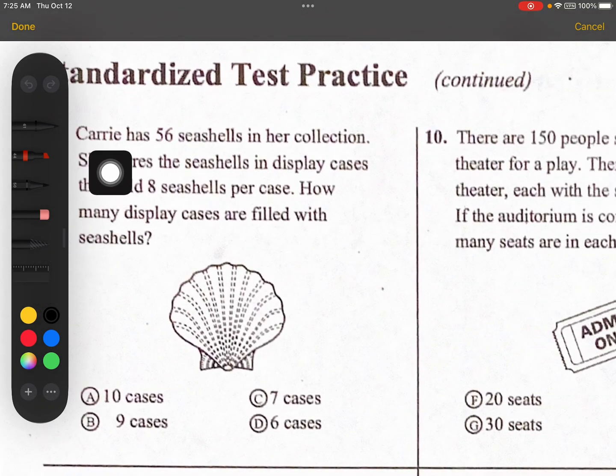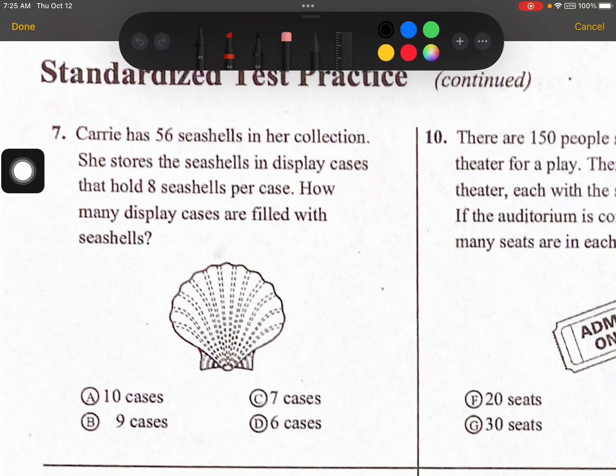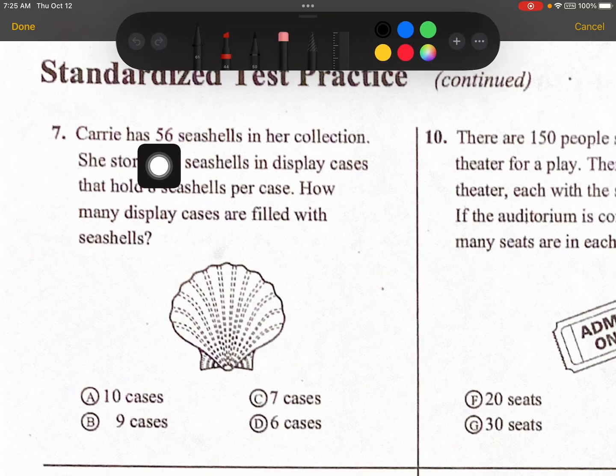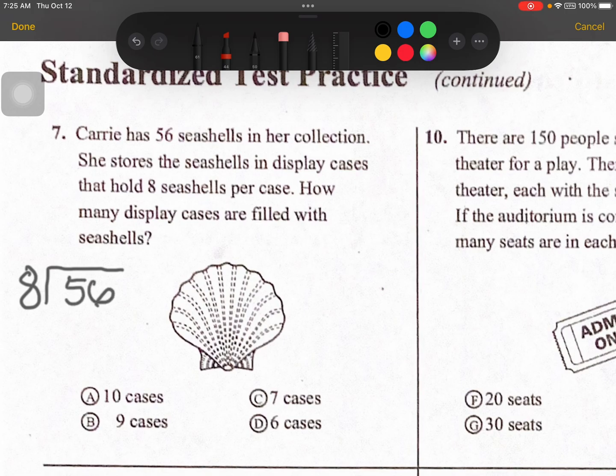Number 7. Carrie has 56 seashells in her collection. The store has seashells in display cases that hold 8 seashells per case. How many display cases are filled with seashells? 8 display cases, and then we have 56 seashells. Find the answer.